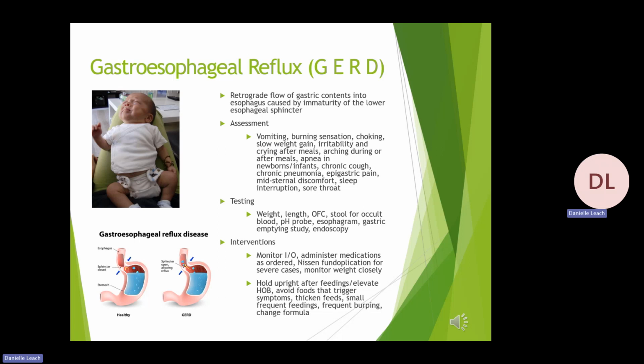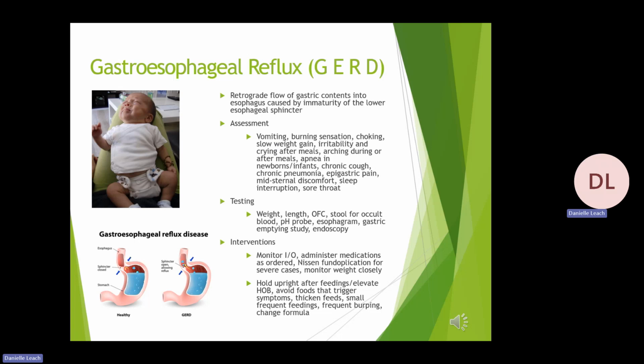On assessment, the patient could have things like vomiting, a burning sensation if they're old enough to verbalize that, choking, slow weight gain. They could be very irritable and cry after meals, especially babies. Arching during or after meals. So this photo of this baby, it's arching.